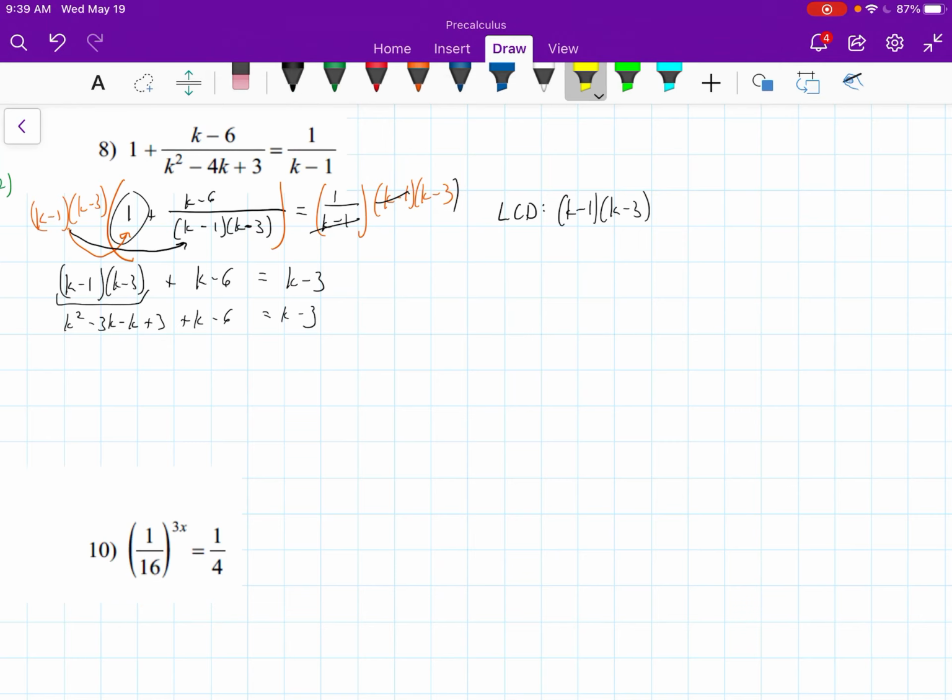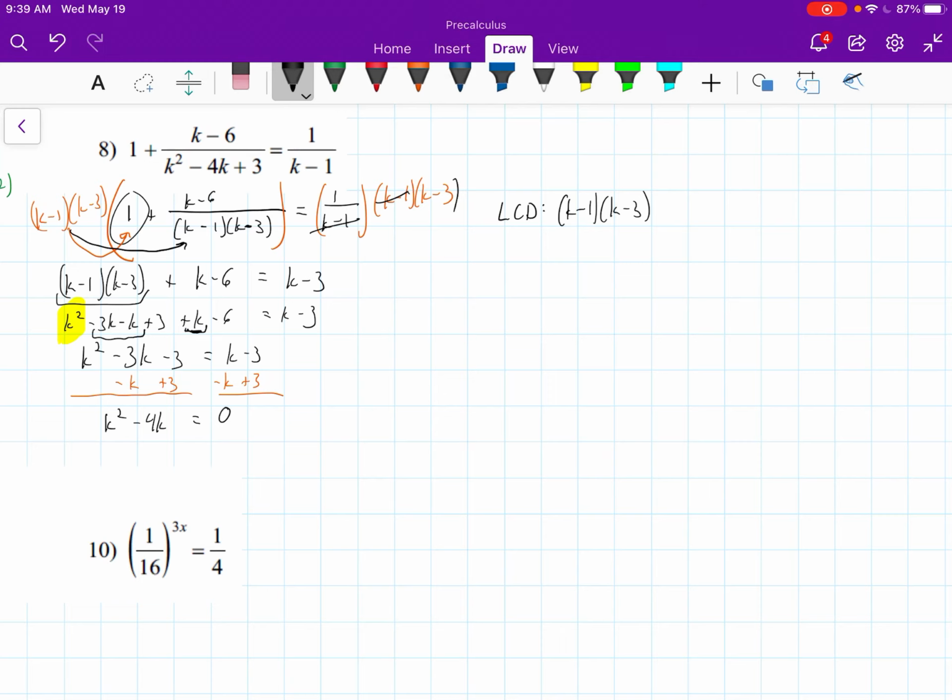We notice that we have a quadratic equation. So to solve quadratic equations, we want to get everything to one side. First, we'll add like terms. So we got the k squared. Those three added together is negative 3k, and 3 and negative 6 is negative 3, equals k minus 3. Now we'll get everything to one side, so we can add 3 to both sides and subtract k from both sides, which gives us k squared minus 4k equals 0.